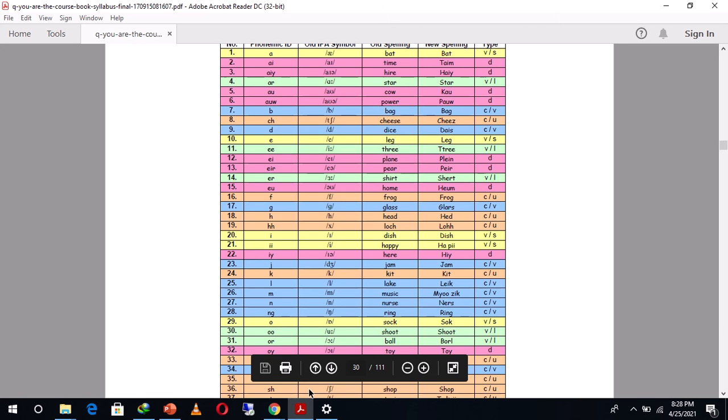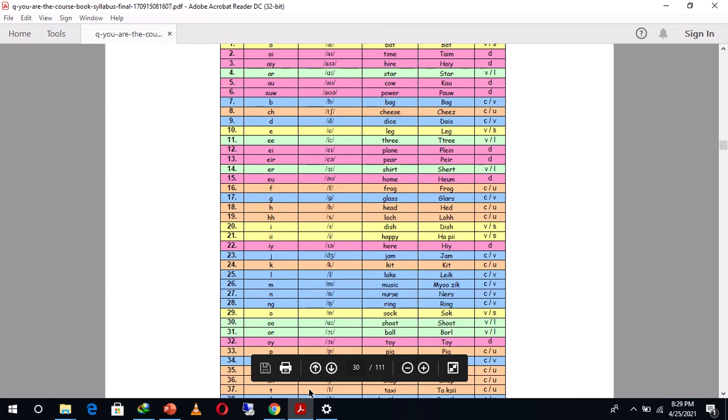Number 24, there's a K sound, like kit. Number 25 is an L sound, like lock. And number 26, there's an M sound, like music. Number 27 is an N sound, like nurse. Number 28, there's another one, NG.